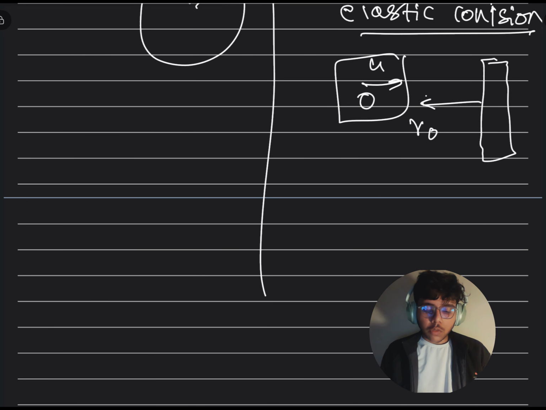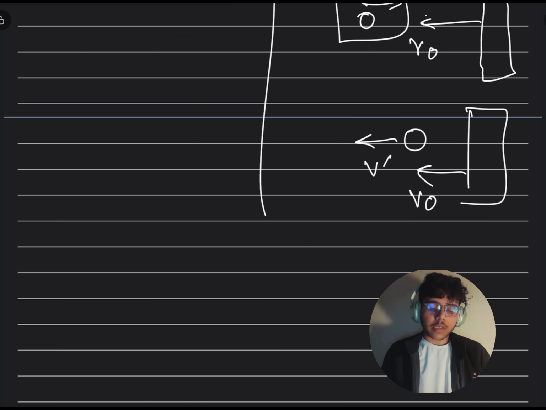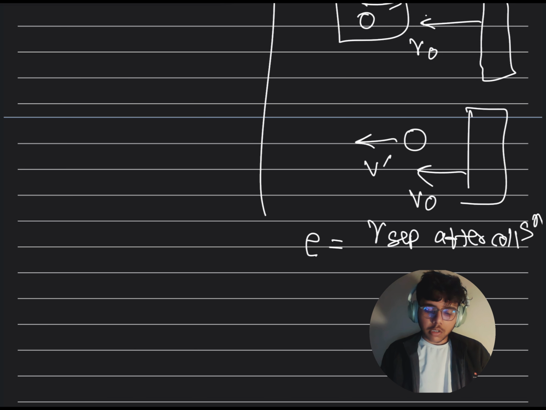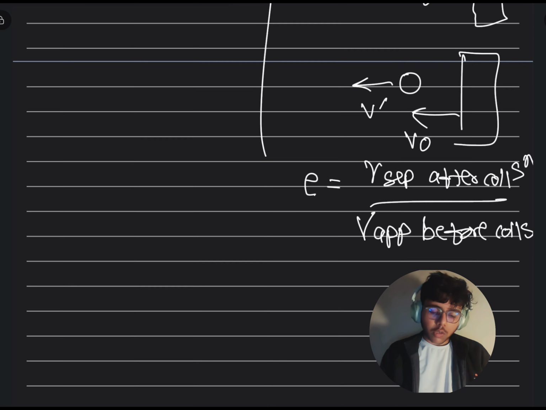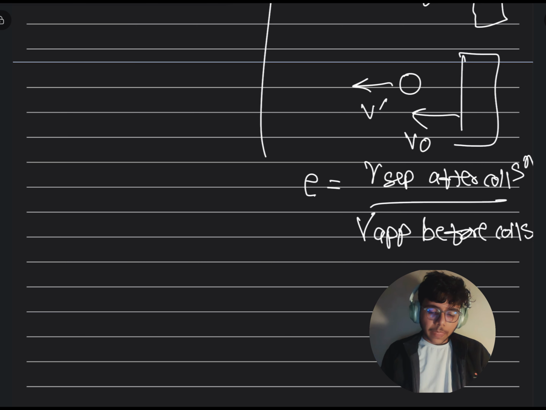So what would be the velocity of this ball after the collision? This wall would be moving with the same v naught velocity. To calculate it, we know that the coefficient of restitution is the velocity of separation after collision divided by the velocity of approach before collision.